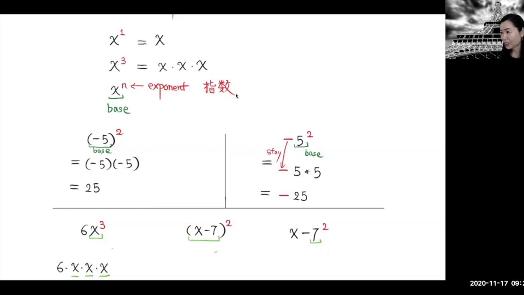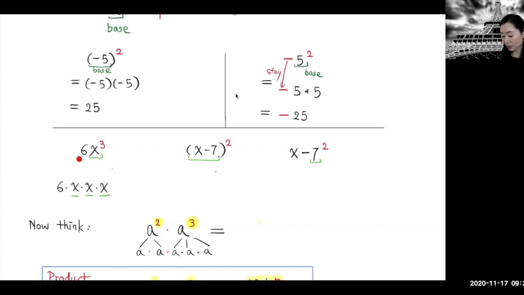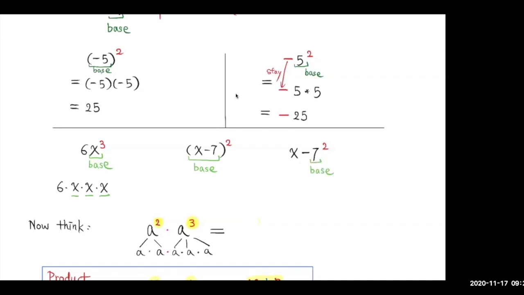Okay. Good observation. Now, what about this one? What is the base for this exponent 3? So you repeatedly multiply this x 3 times. The 6 here has nothing to do with this exponent, so the 6 is going to stay, and you multiply x 3 times. Over here, the base is the whole thing inside the parentheses, so you're going to multiply (x - 7) twice. What about this one? What's the base for this square over here?